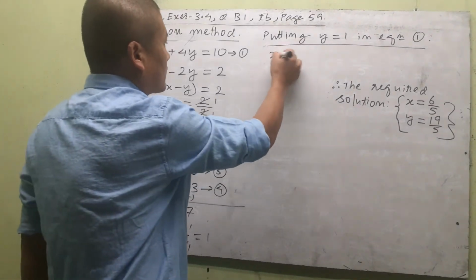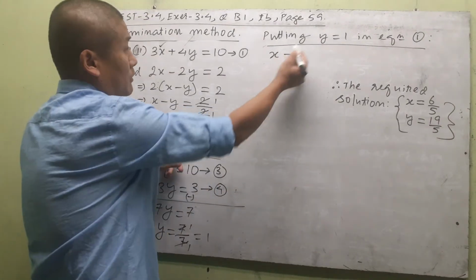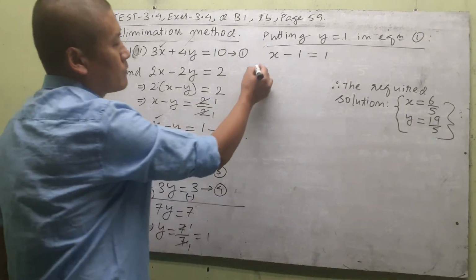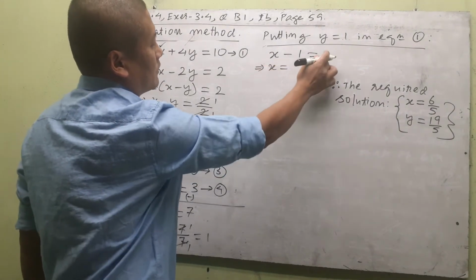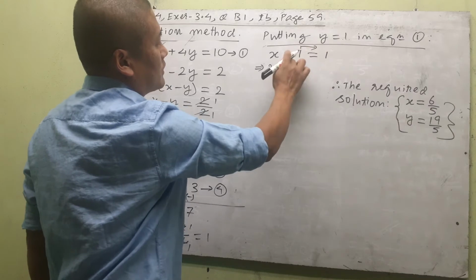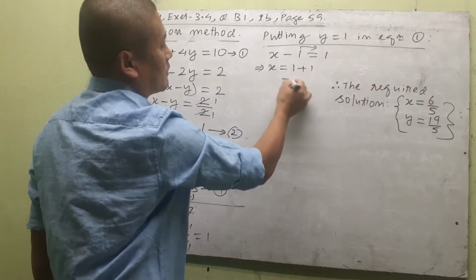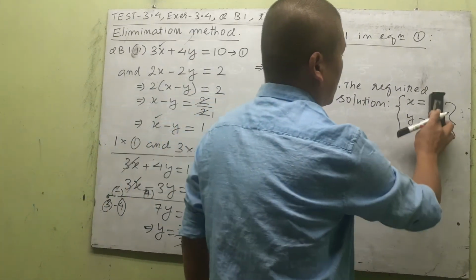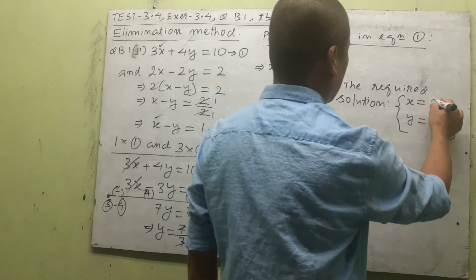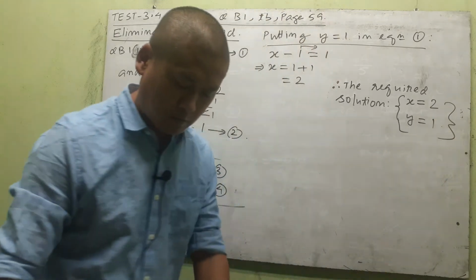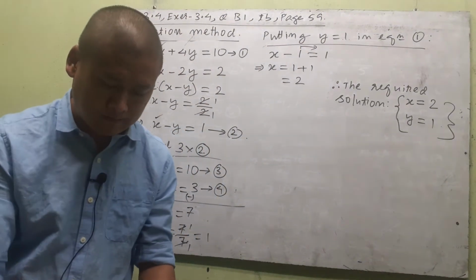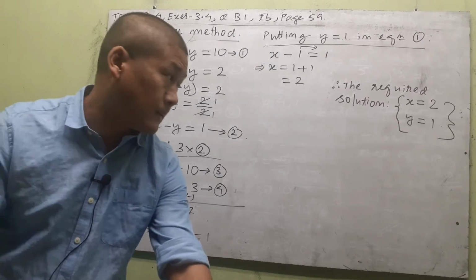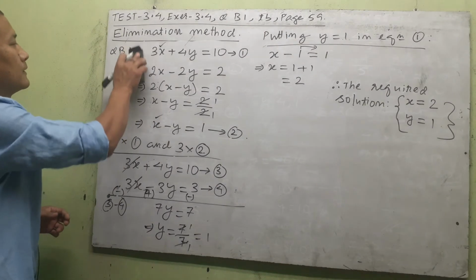So x minus y, in place of y now we're going to put y equal to 1. And here same 1. Now that gives you x is equal to 1. If you shift this minus 1 to the right side, it will become plus 1. So 1 plus 1 is 2. So the required solution this time will be therefore x equal to 2, y equal to 1. Let's see the book answer. X equal to 2, yes. That's correct.